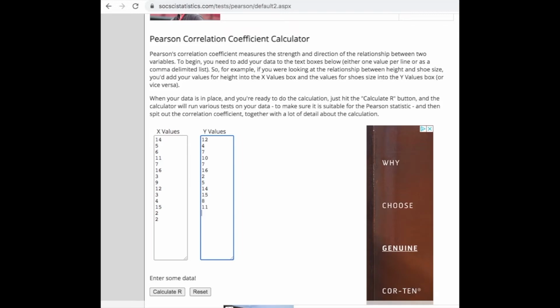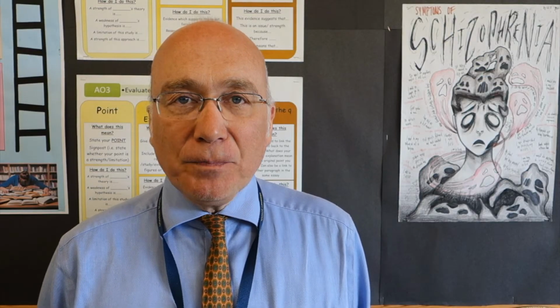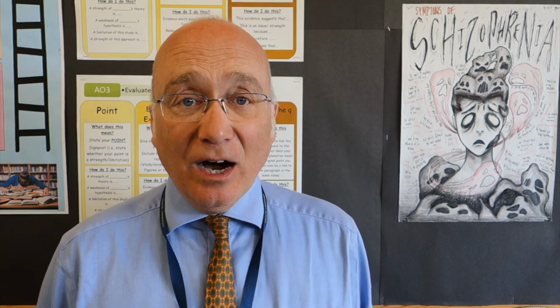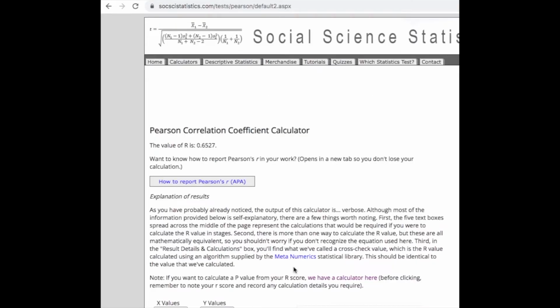Okay, this website has actually got it slightly wrong because r should be a lowercase letter rather than a capital letter. But anyway, let's calculate r. So this shows us that for this data, the correlation coefficient is plus 0.6527. In other words, that's a reasonably strong association between my marks and Mr. Lemon's marks. We're in broad agreement with one another.